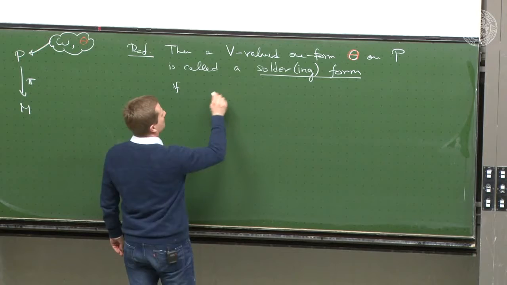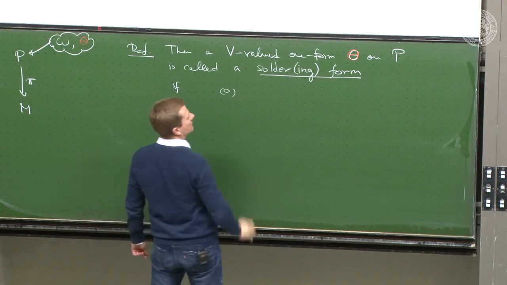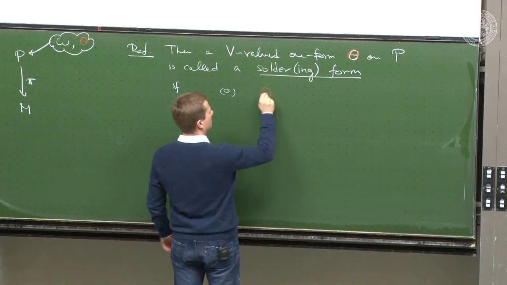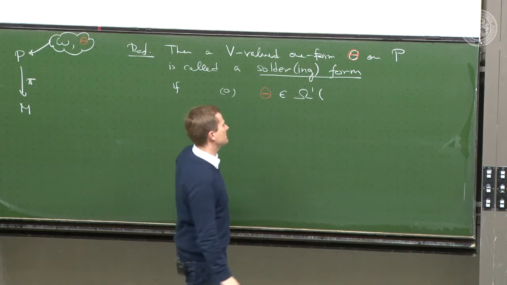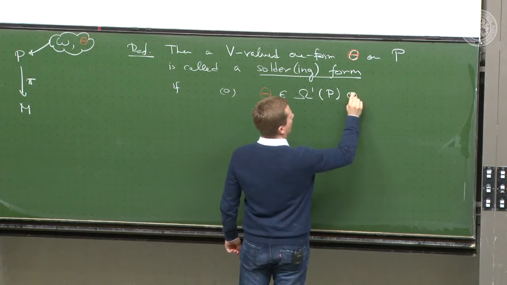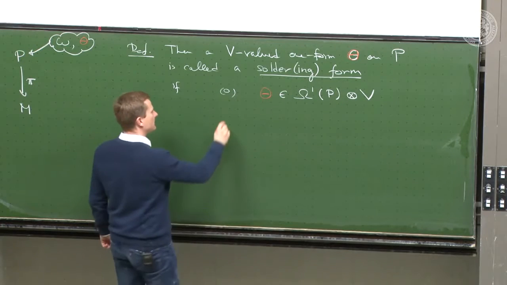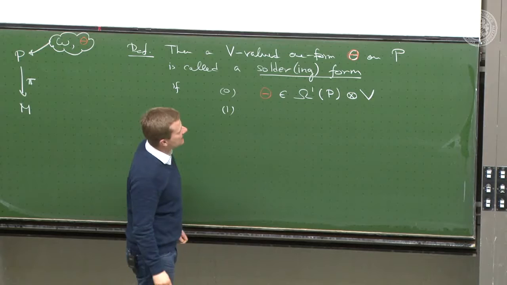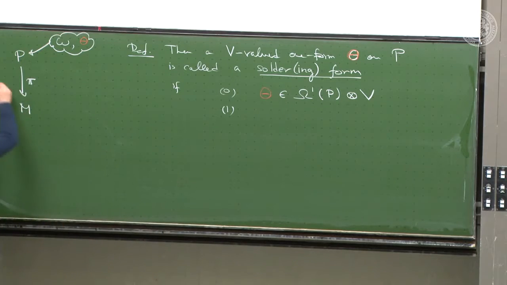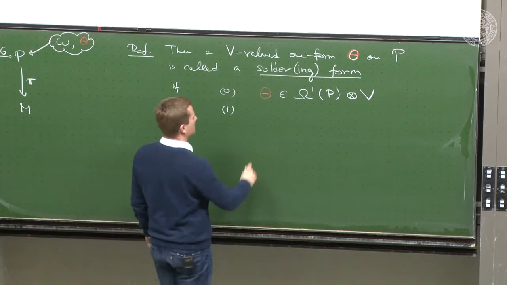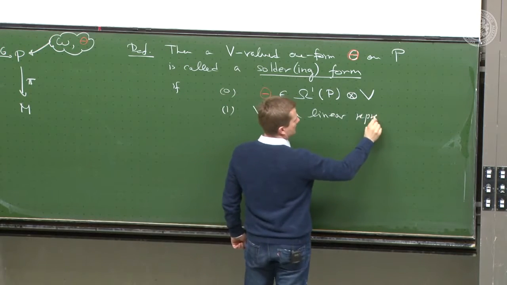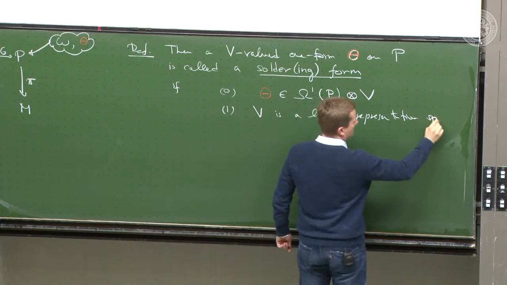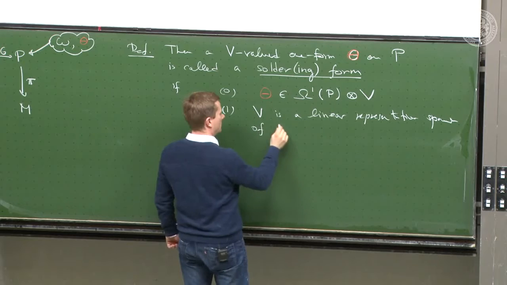So, okay, the 0th condition I already wrote down, that is that the theta is a one form, so this is of course not the curvature, this is just the space of one forms. So one form on P, and it is V valued. Well, what is V? V is a linear representation space of the group G, defining the principal G bundle, where V is a linear representation space of G.